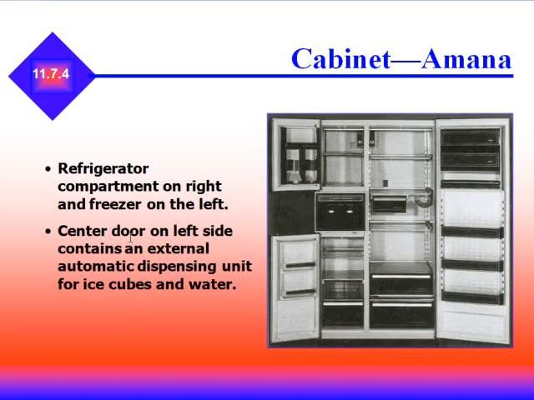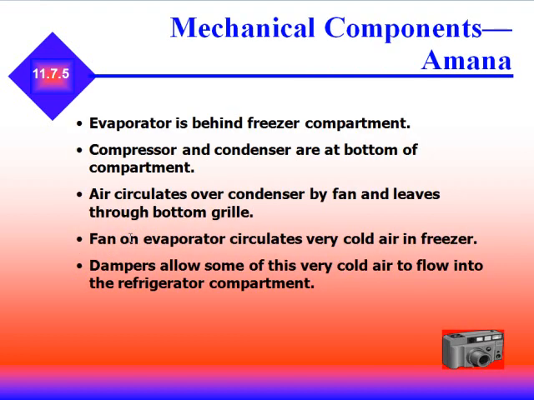Amana is another manufacturer which provides a side-by-side. Refrigerator compartment is on the right, freezer on the left. The center door on the left side contains an external automatic dispensing unit for cubes and ice water. The evaporator is located behind the freezer compartment. Compressor and condenser are at the bottom of this compartment as well. Air circulates over the condenser by fan and leaves through a bottom grill. The fans on the evaporator circulate very cold air into the freezer, and dampers allow some of this cold air to flow into the refrigerator compartment.